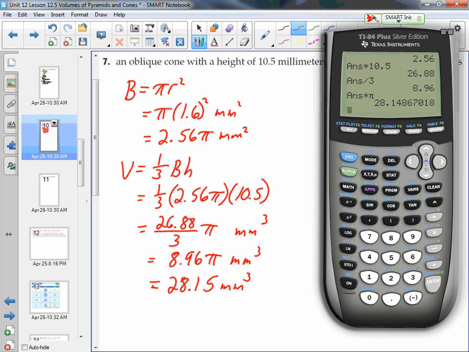Did you get what I got? Are there any questions? If you didn't get what I got, see, I got the area of the base to be 2.56 pi, so make sure you got that. If you got that right, but you didn't get the same final answer I did, there's probably a calculator mistake somewhere. Any questions on 7? All right.